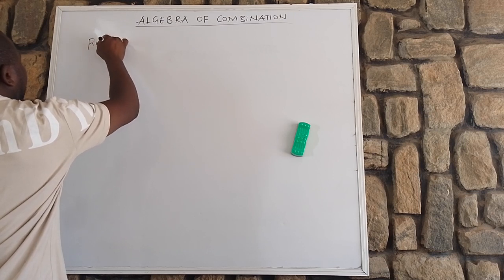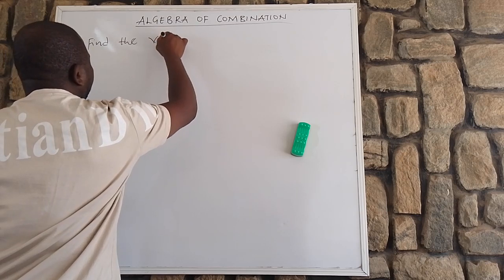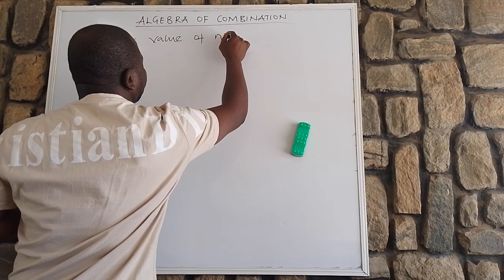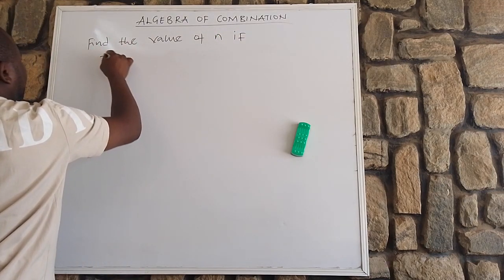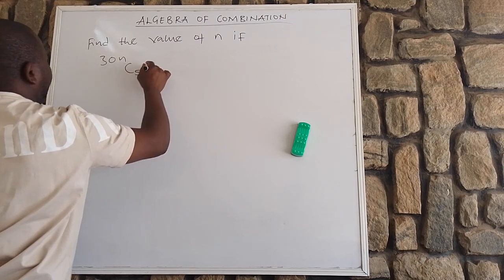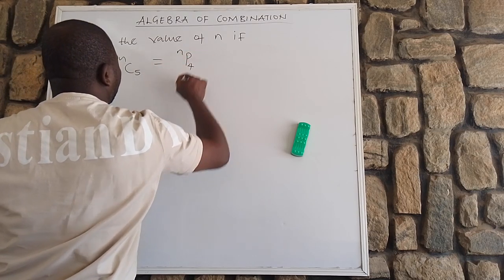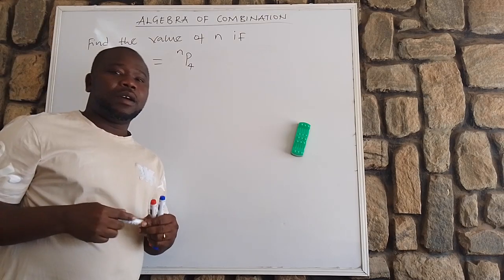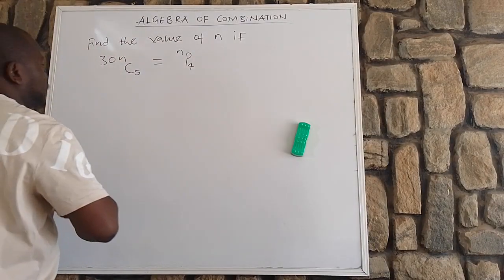Find the value of n if 30 times n combination 5 is equal to n permutation 4. Okay, it's simple as ABC. We are going to solve it together. Just follow me up. Okay, let's try the solution.